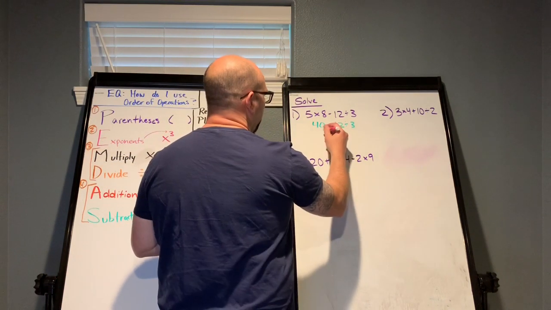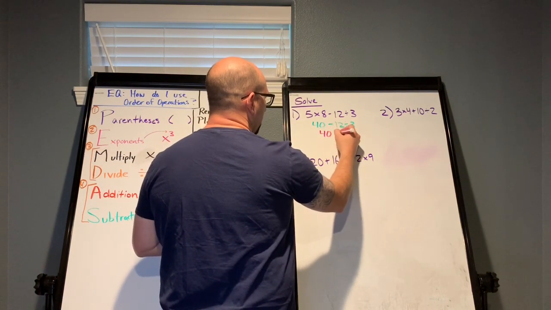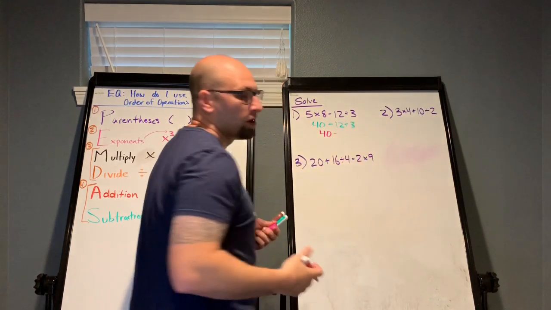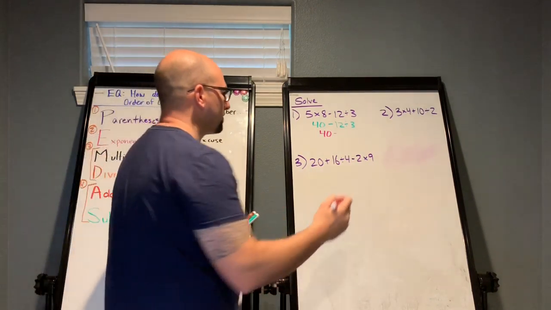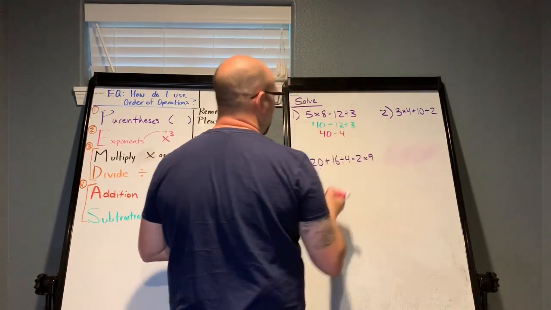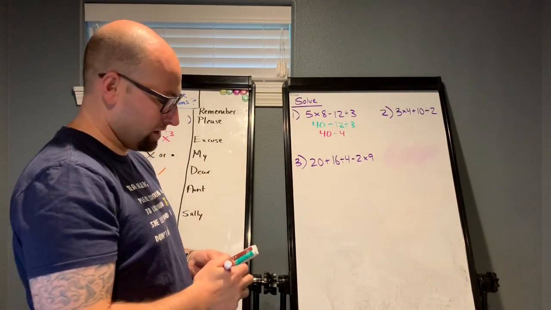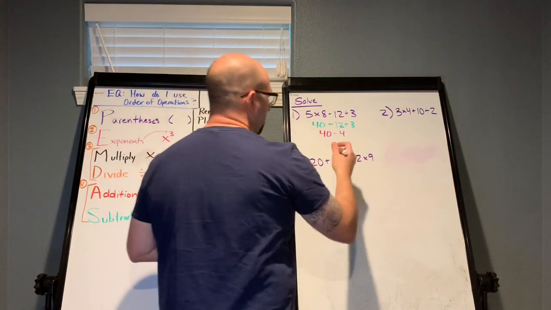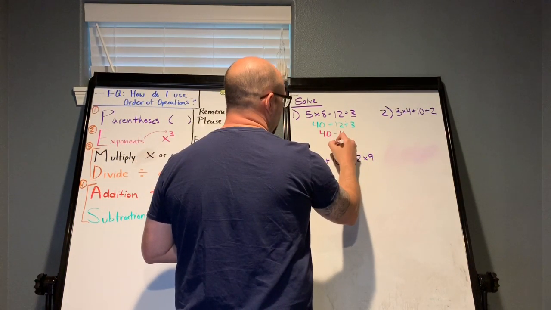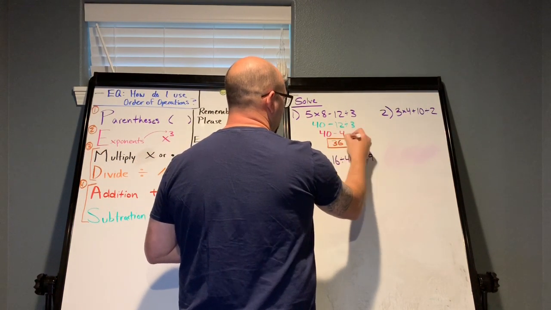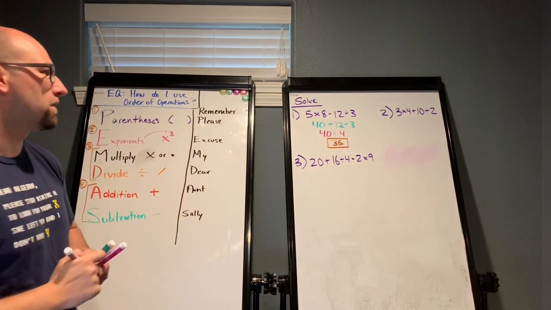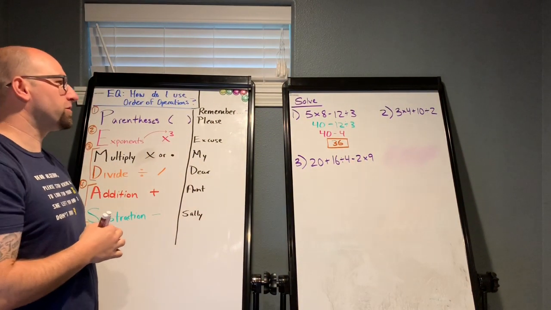So we'll bring down the 40, and we're going to subtract 12 divided by 3. 12 divided by 3 is 4, so we go 40 minus 4, okay? And then the only thing left is your answer. So 40 minus 4 is 36. And that is your answer. Okay? All right, number 2.